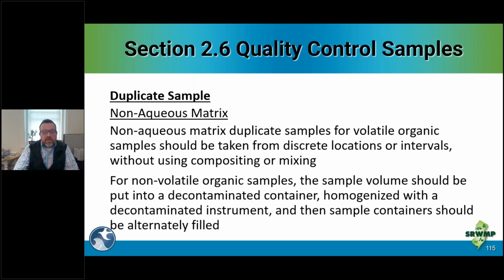For your duplicate sample for the non-aqueous matrix, these samples, when to be analyzed for volatile organics, should be taken from discrete locations or intervals and without compositing or mixing the sample, and that's done in order to prevent loss of contaminant mass. For your non-volatile organic samples, the sample volume should be put into a decontaminated container, homogenized with a decontaminated instrument, and then the sample containers should be alternately filled.